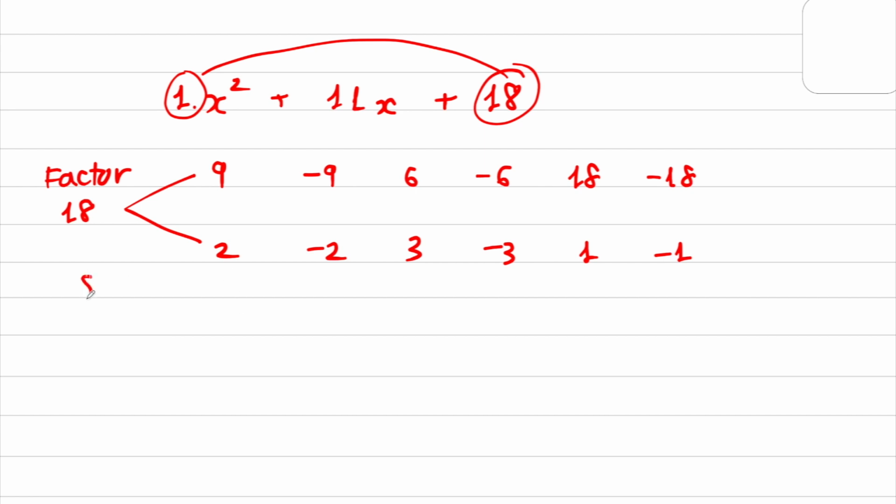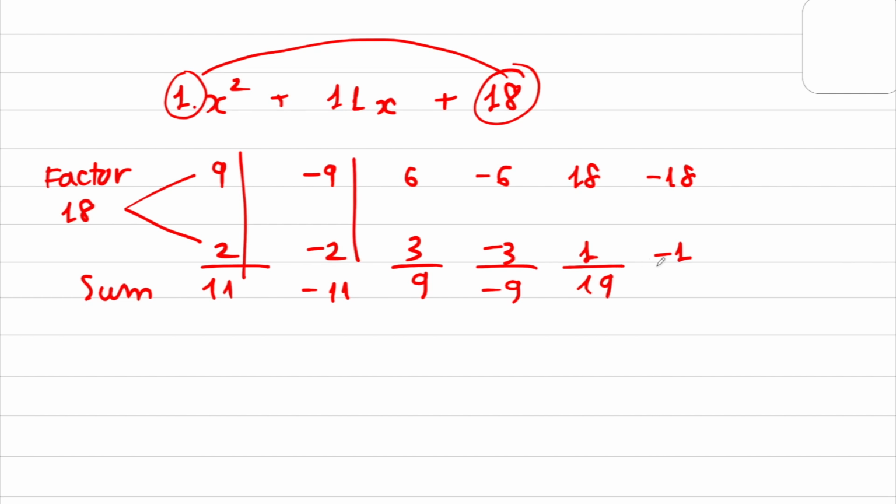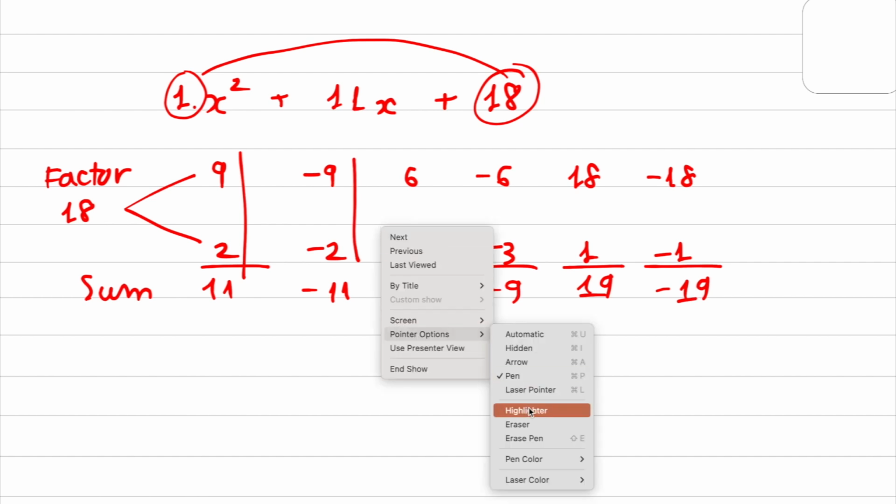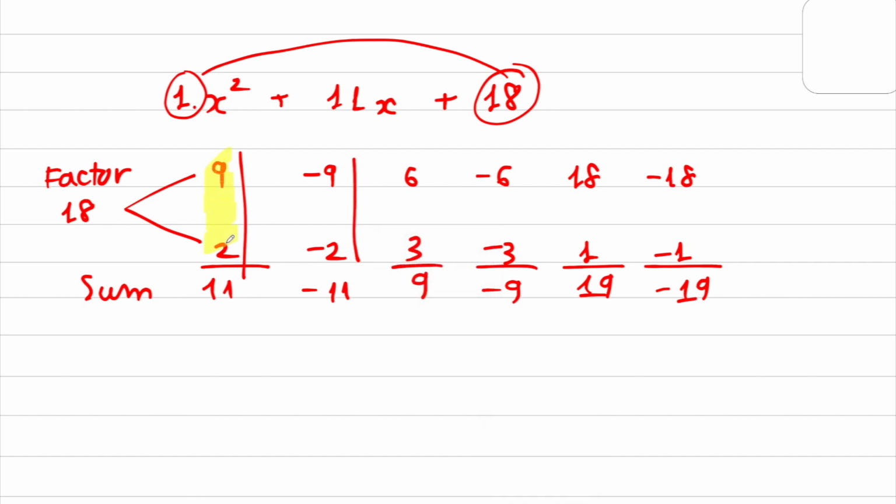So after that, I will figure out the sum. The sum of this one, 9 and 2, you get 11. The sum of this column will be minus 11. This one will be 9. This one is minus 9. Here is 18, and this one is minus 9. Sorry, here is 19, and this one is minus 19. I will choose the option that has its sum equal to the second number.